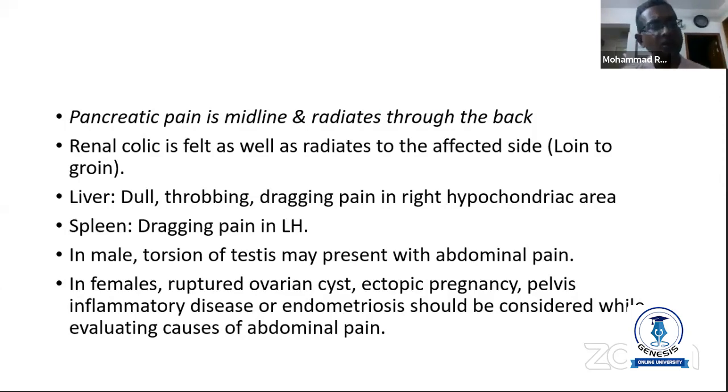So what is the etiology behind the cause of the pain? We will find out the character of the pain. In males, torsion of the testis may present with abdominal pain. Don't forget about torsion of the testis. In females, never ever forget about ruptured ovarian cyst and ectopic pregnancy. A young lady of reproductive age, a married lady, with sudden severe abdominal pain and hypotension: never ever forget about ectopic pregnancy. Please don't forget. We lost many lives due to failure to think of ectopic pregnancy.